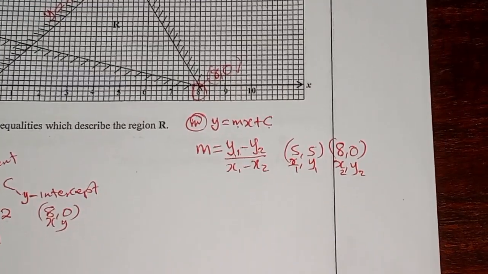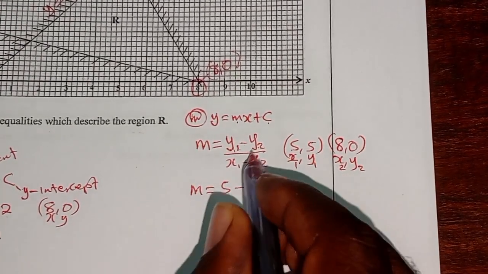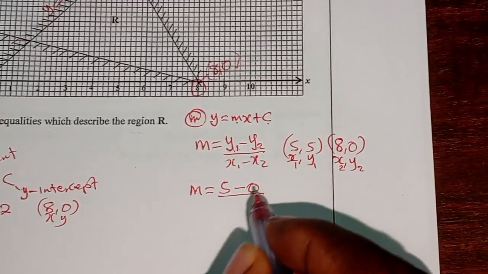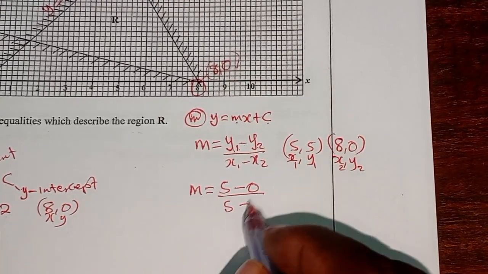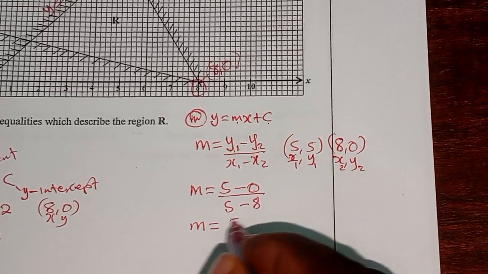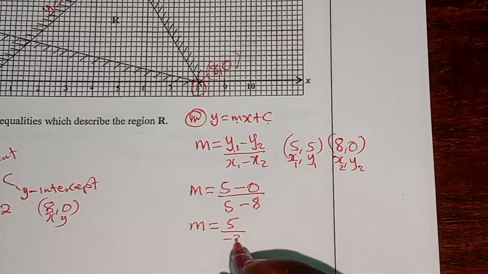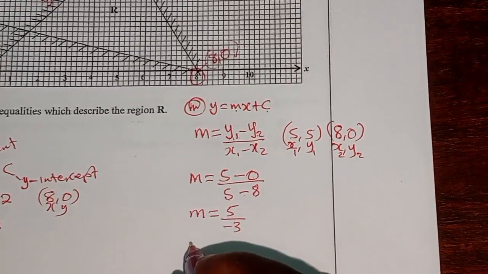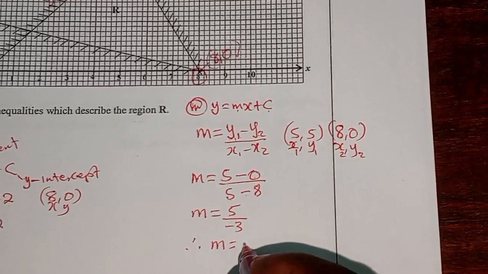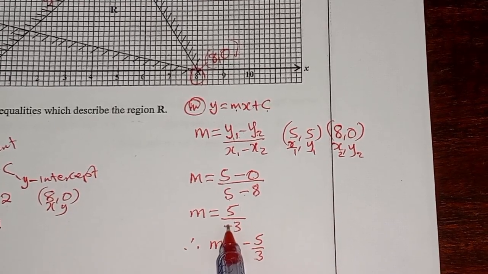So now let us substitute. Gradient equals y1, which is 5, minus y2, 0, over x1, 5, minus x2, 8. So gradient equals 5 minus 0, that is 5, over 5 minus 8, that is negative 3. So the final answer for gradient is equal to negative 5 over 3. Don't leave your answer like this, where you have a negative denominator. You can raise your negative so that it is like that.